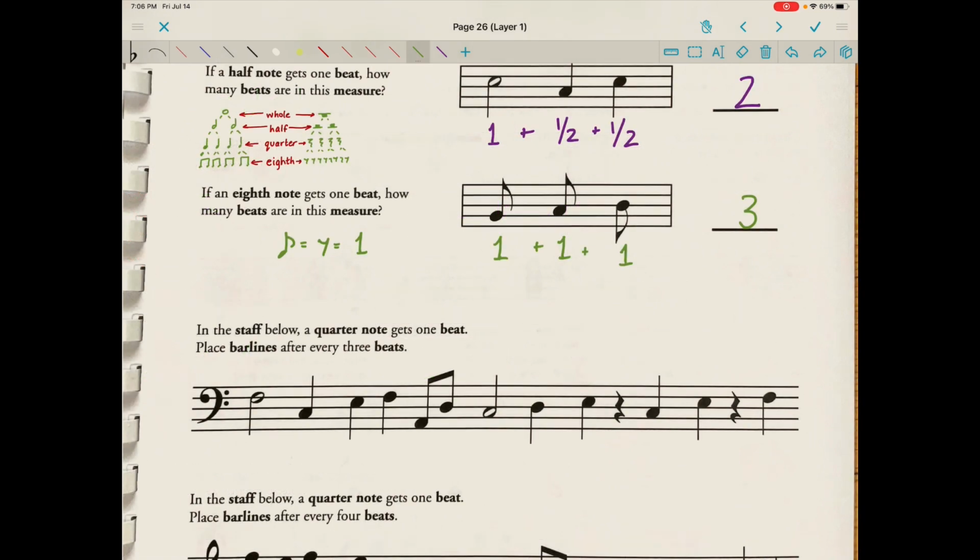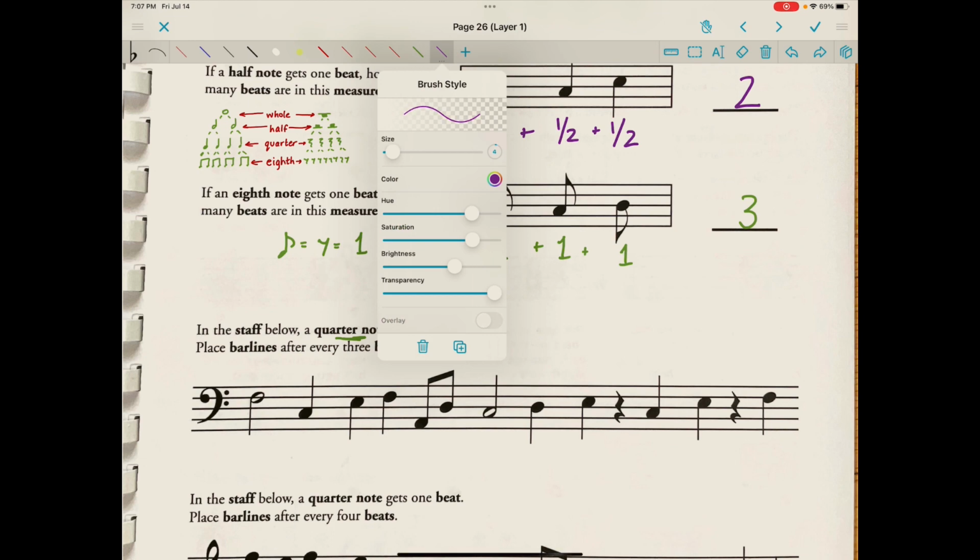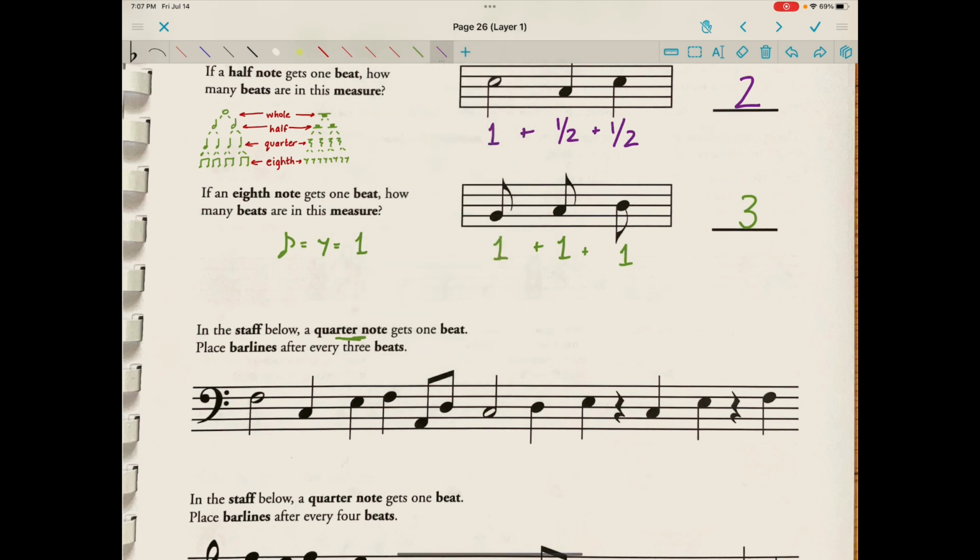Let's see here. He says in the staff below, a quarter note gets 1 beat. Okay, so the very first thing I'm going to do is I'm just going to go back up to my tiny little pyramid here, and I'm going to write a 1, so I remember that this is worth 1 beat, which also means the rest is worth 1 beat, right? He says place bar lines after every 3 beats. Okay, so I see he's using 8th notes, half notes, rest. We better figure this out.